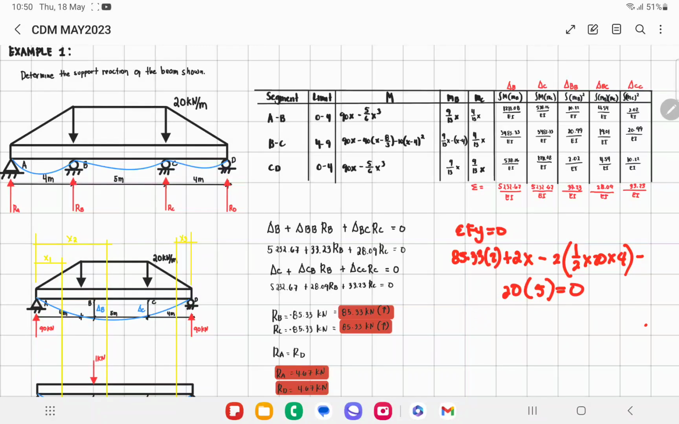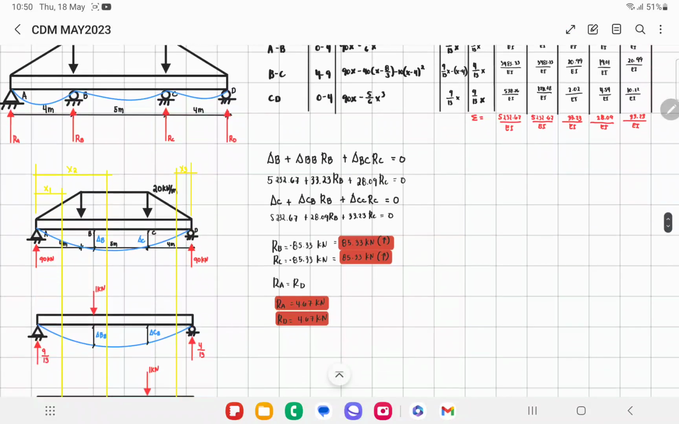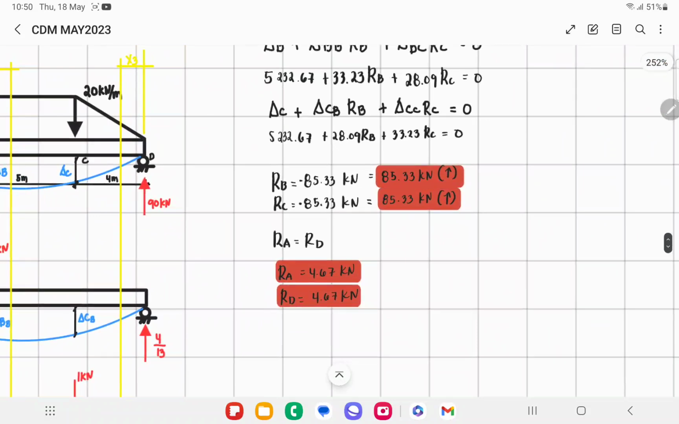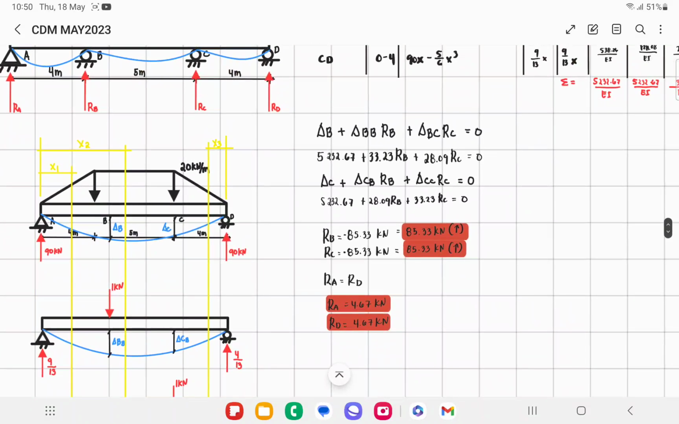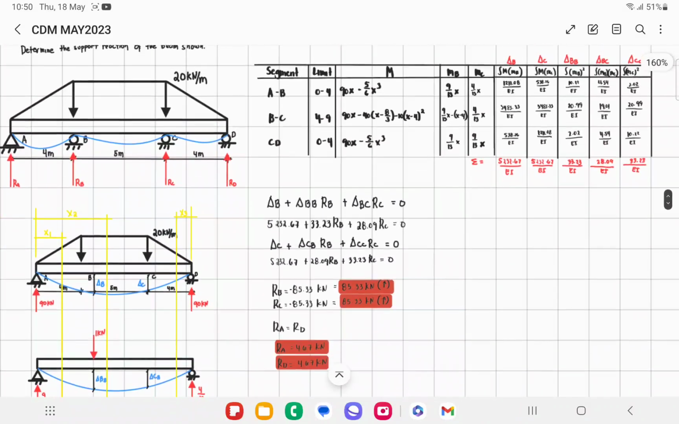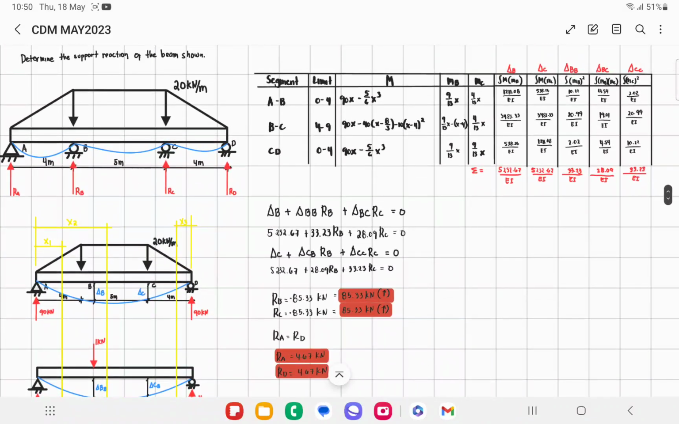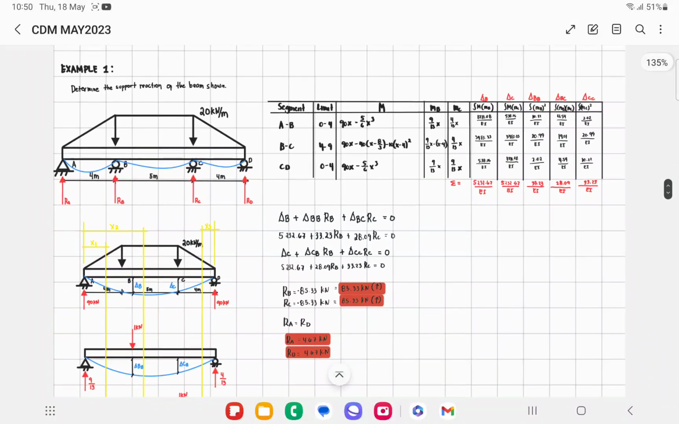So, makakuha nyo dyan na x is just the computed reaction at A and D. So, equal lang naman yan. Okay? So, yan na yung ating sagot for this problem. So, this is our reactions for this problem. Okay? RB, RC, and RA and RD. Okay? So, medyo madali lang yung concept niya.